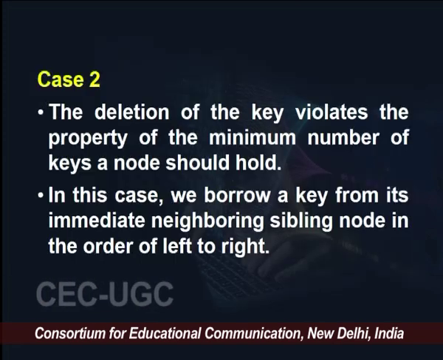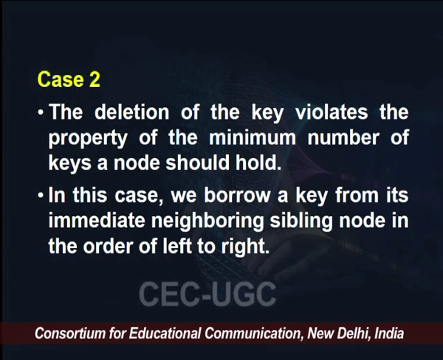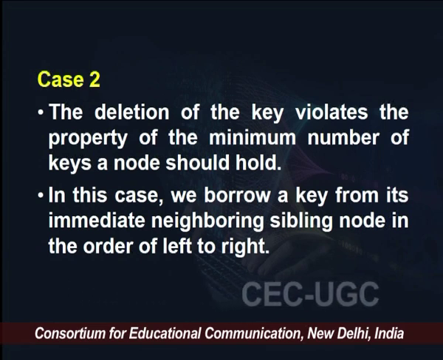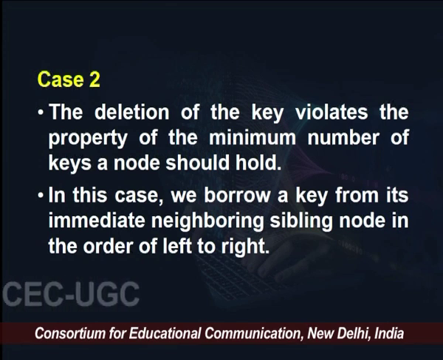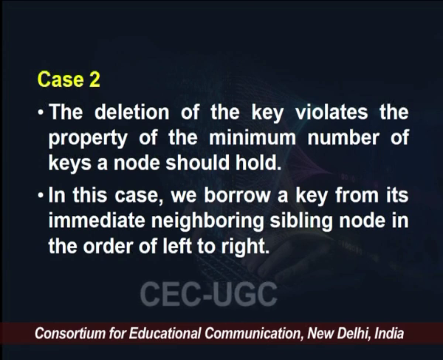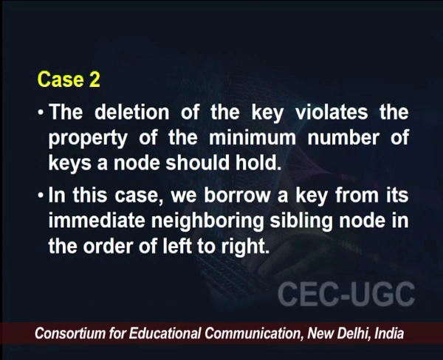So here we have a solution: when deletion of any key violates the property of the minimum number of keys a node should hold, we must borrow a key from its immediate neighboring sibling node in the order from left to right. That means we will first look into the immediate left sibling. If the immediate left sibling node has more than the minimum number of keys, then we can borrow a key from this node.